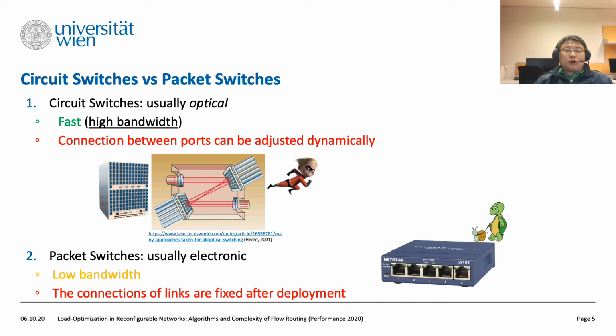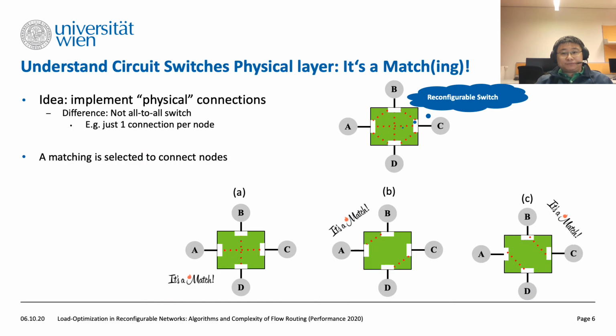Currently, industry provides two types of switch, the circuit switch and the packet switch. The circuit switch is usually optical, faster, with high bandwidth. The connection between ports can be adjusted dynamically. On the other hand, the packet switch is usually electronic, with low bandwidth. The connection of links is fixed after deployment.